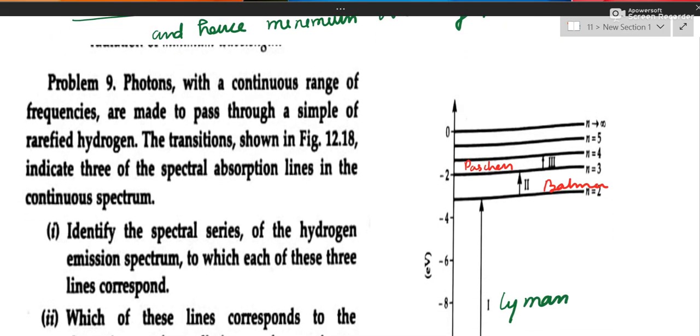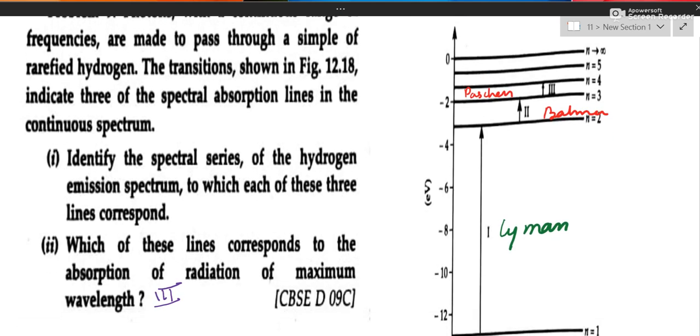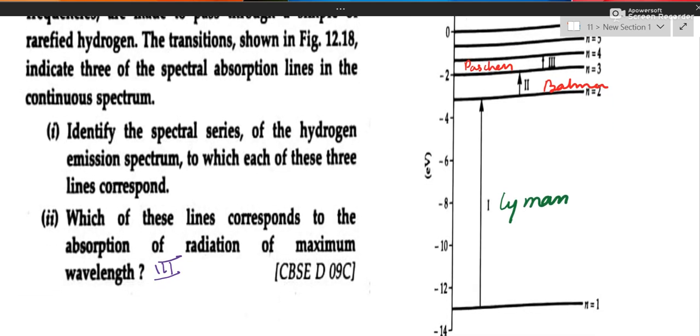So you can see next. So here are certain lines. You'll have to tell which line belongs to which series. Okay. This transition belongs to which? So here, this is your 2 and the lower one is 1. So this is your Lyman, and similarly you can find out for this and this. Lower one you will see.